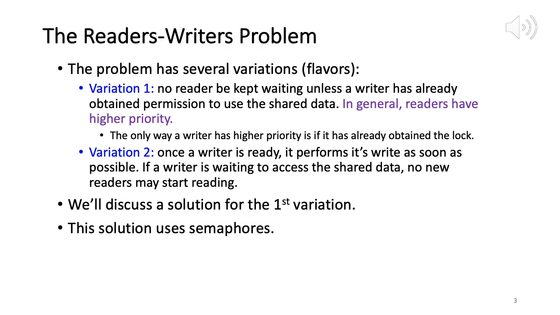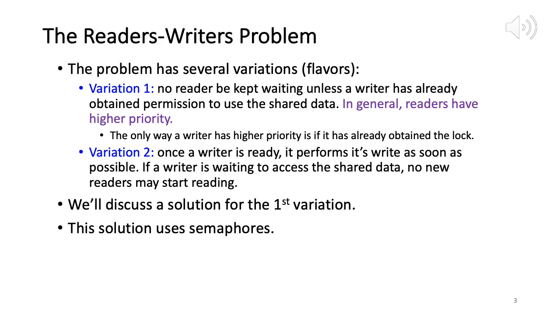Variation 2: once a writer is ready, it performs its write as soon as possible. If a writer is waiting to access the shared data, no new readers may start reading. So variation 2, as you can guess, is the opposite. Given a choice, writers have higher priority. If you have a bunch of readers and writers waiting in the queue to access a resource, then the writers get a first shot at trying to get the lock. Of course, if a reader already has a lock in variation 2, then the writers will have to wait.